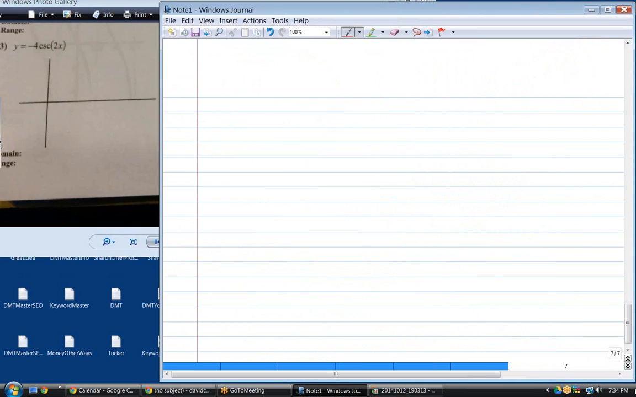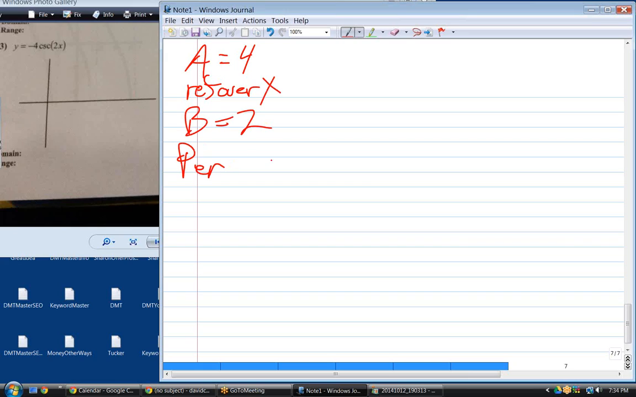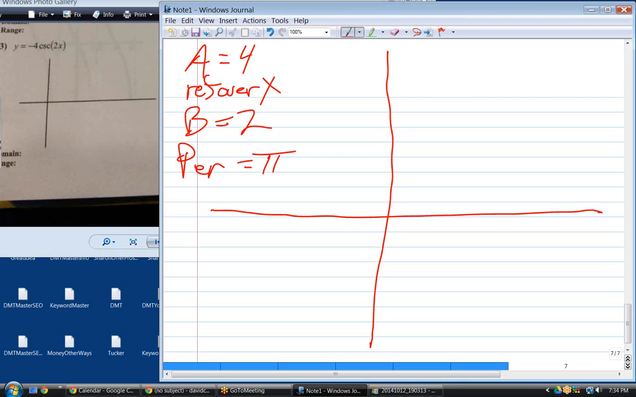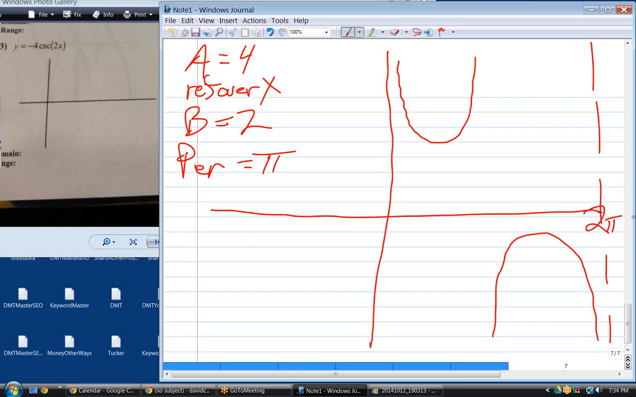All right. Write a little smaller. A is 4. Reflect over x. And the b is 2, which makes the period what for the cosecant? Pi. Okay. So the way I'm going to graph this, first of all, let's just draw in the cosecant. Cosecant is reciprocal of sine, so it's going to sit on top of the sine, so it's typically going to look like this. And this would be 2 pi. Okay? Our period is pi. So that's all I have to do is change that. Now quarter that.